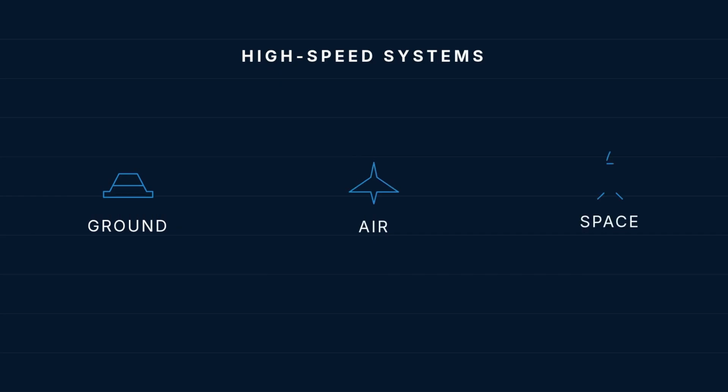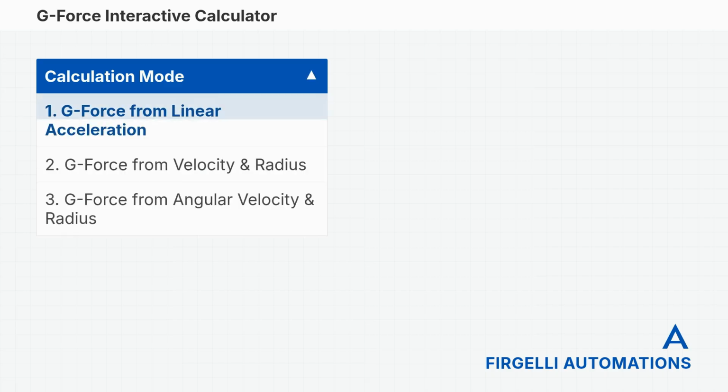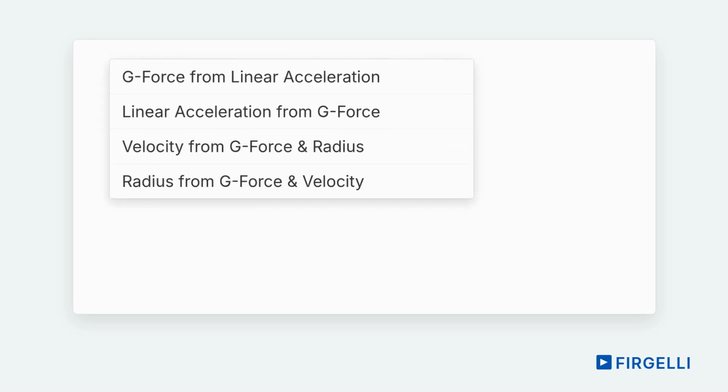First, we have a calculation mode dropdown with 6 options: G-force from linear acceleration, G-force from velocity and radius, G-force from angular velocity and radius, linear acceleration from G-force, velocity from G-force and radius, and radius from G-force and velocity. For this demonstration, I'm using G-force from linear acceleration.